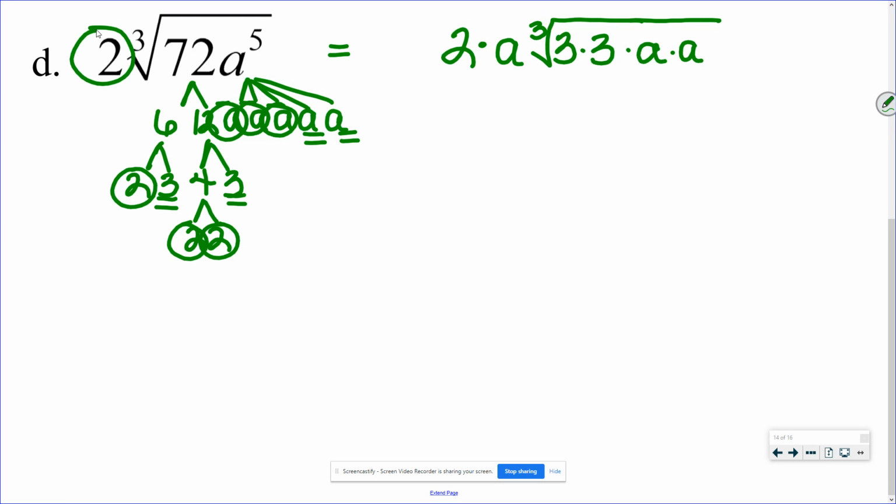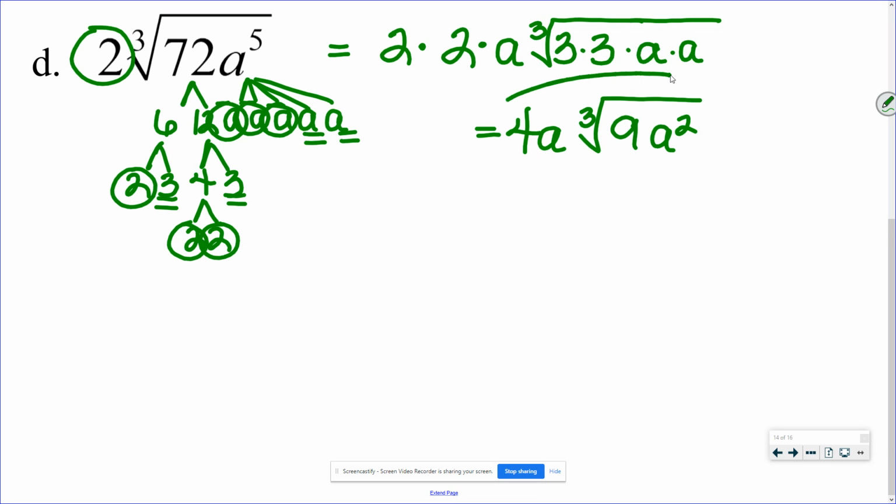There was still a 2 out here that we had to begin with, and that needs to be brought over as well. And it just gets combined with everything that's on the outside. So multiply your stuff on the outside and you get 4a. And then you have the cube root of, multiply all this stuff, and you get 9a squared. So that is your answer.